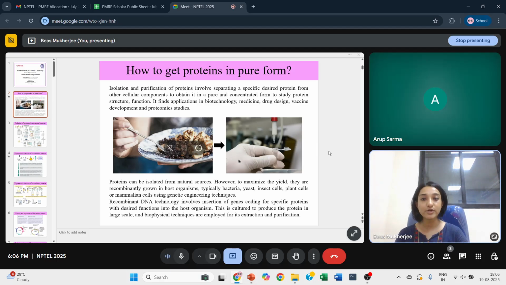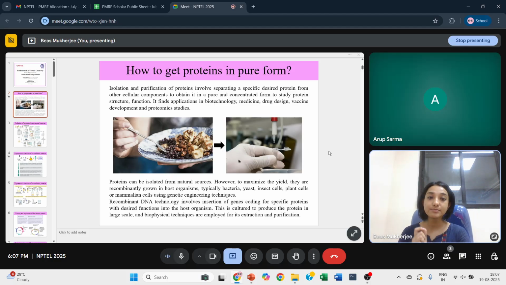So proteins can be isolated from natural sources. The image on the left of the screen is showing protein rich food, and from there we are getting the pure isolated protein that is shown in the right side figure. However, to maximize the yield, they are recombinantly grown in organisms. From natural sources, when proteins are extracted, a very minute concentration is obtained. Plus there are a lot of different impurities and it is very difficult to get rid of those impurities. That is why proteins are produced in a host organism through genetic modification. We'll read about all of that. That is called recombinantly grown proteins.